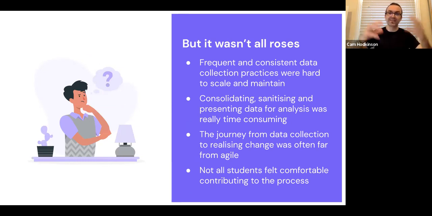And then taking all of that data, making sure that it's in the right format, and analysing it is super time consuming. And often we found that the journey from collecting that data to then making a change was really not agile, and almost was too late. We were making the change for the next cohort at times. Some things we were quite quick about, but because of that lag in those first 2 points, it was not always that quick. And to be honest, not all students felt comfortable contributing to the process. And I think that was largely because of the process that we were using.